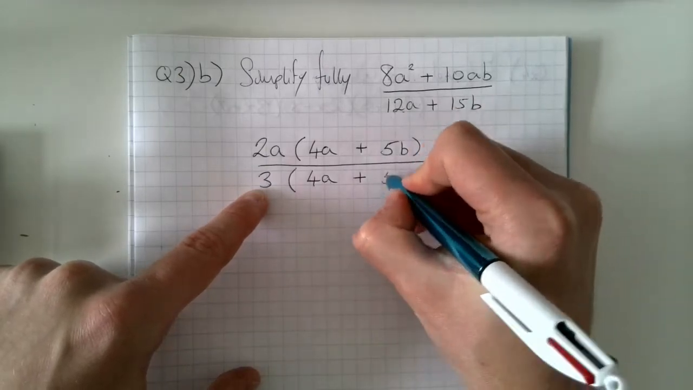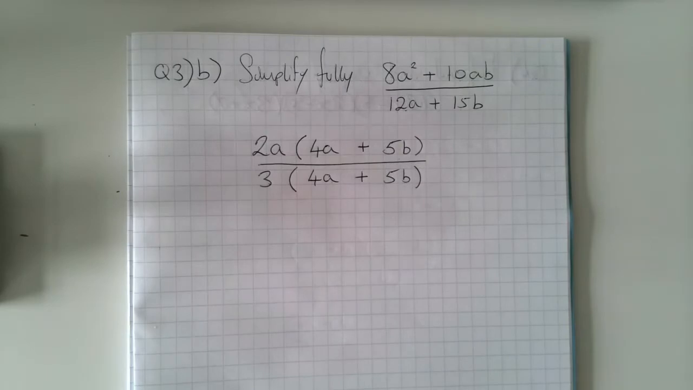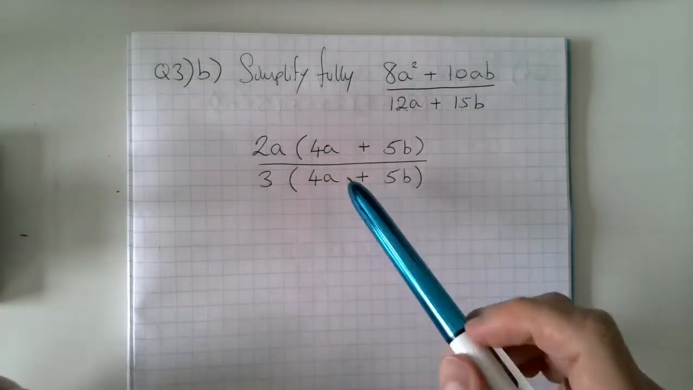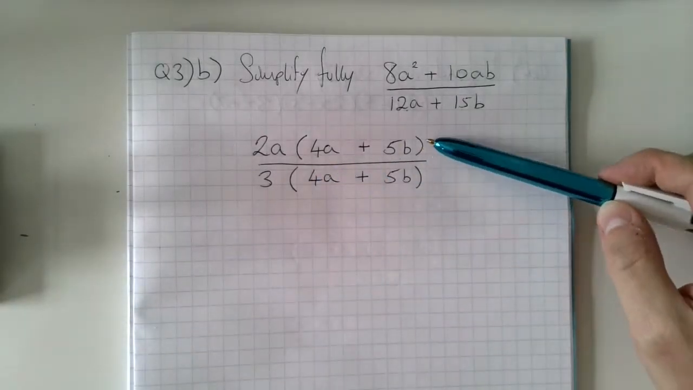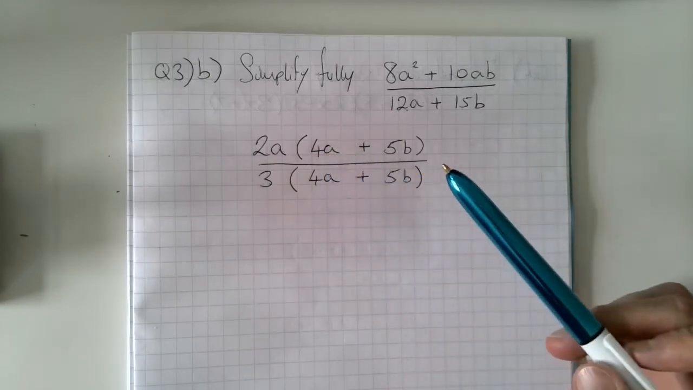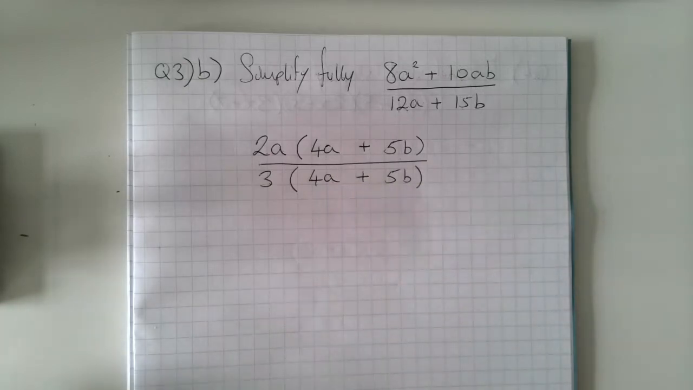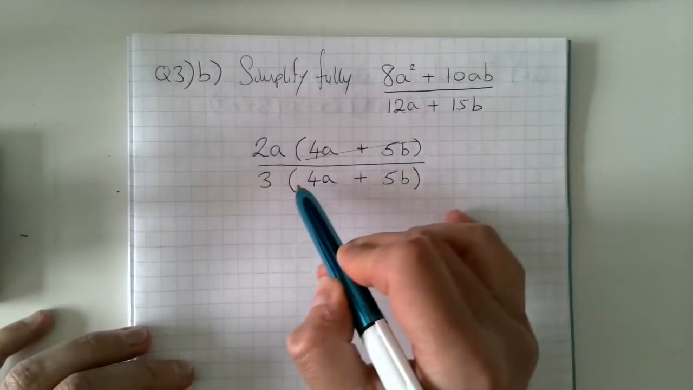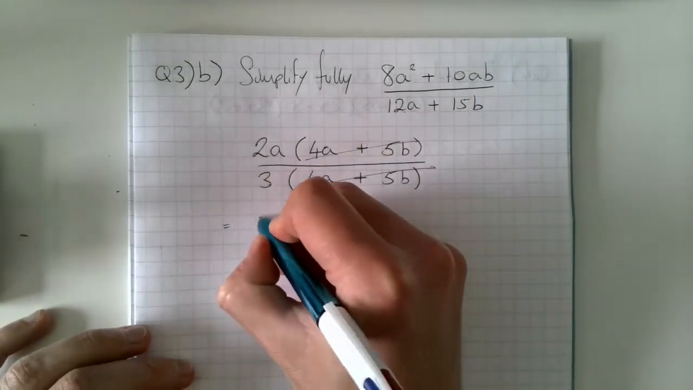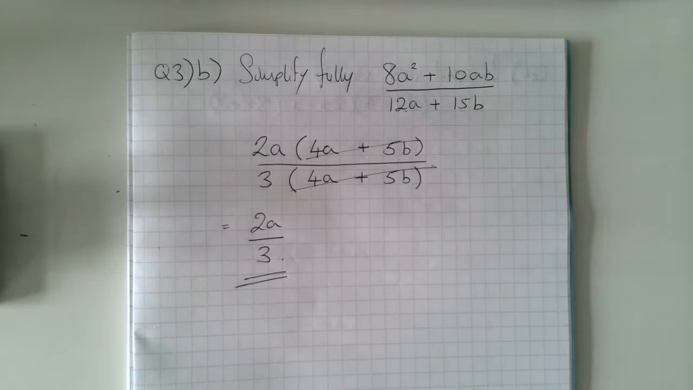Well, 3 times 5 is 15, and I need to also multiply by b. So hopefully you've spotted that there's something the same on the top and the bottom of my fraction. If I divide 4a plus 5b by 4a plus 5b, if I divide something by itself, I'm going to get 1. So these are going to cancel, and that leaves me with 2a over 3b, which is my final answer.